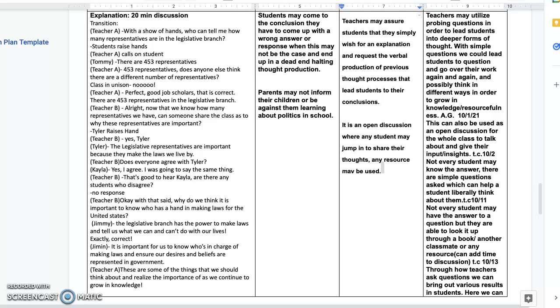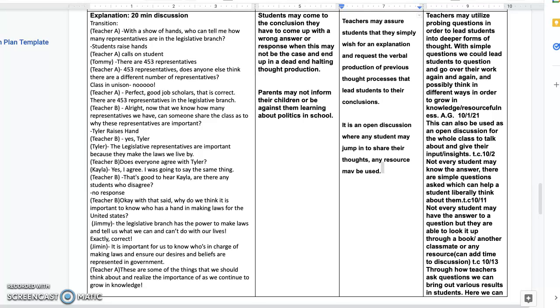Okay, jumping right into the explanation portion of my UDL lesson plan. Overall, my partner and I wanted to make this section into a 20-minute discussion. The transition into this explanation part, or the E part of the lesson plan, would be where teacher A would start off by saying, with a show of hands, who can tell me how many representatives are in the legislative branch? And then, of course, students will raise their hands, and teacher A calls on a student.